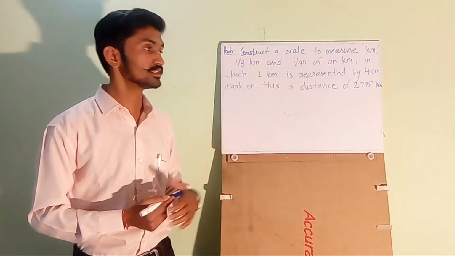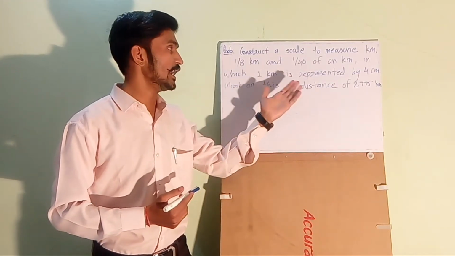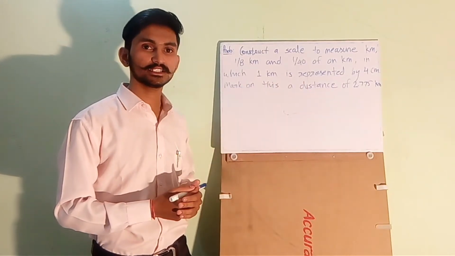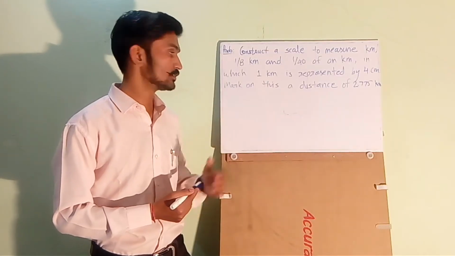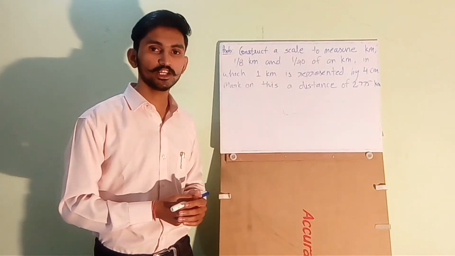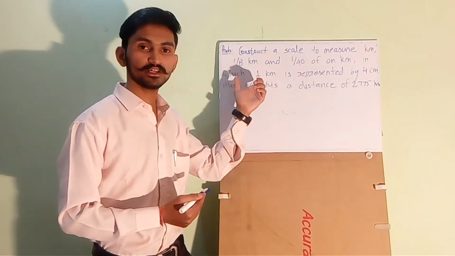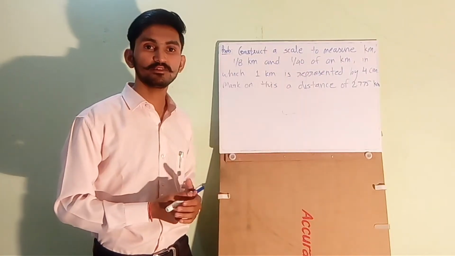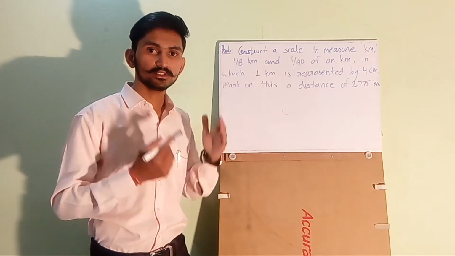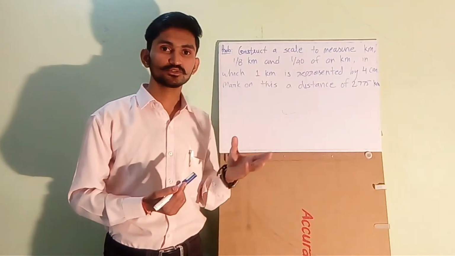So the first question is, construct a scale to measure kilometer, 1/8 kilometer and 1/40th of a kilometer, in which 1 kilometer is represented by 4 centimeter. Mark on this a distance of 2.775 kilometer. So from the first line, it is clear that we have to draw a diagonal scale because we have 3 units to show.